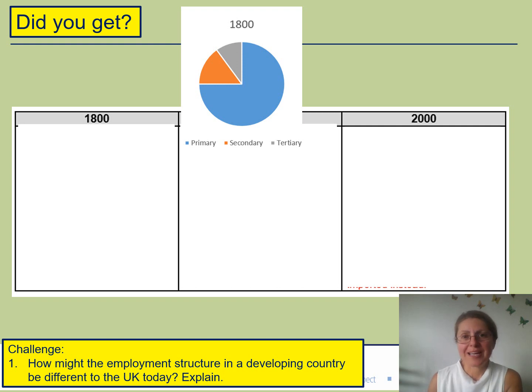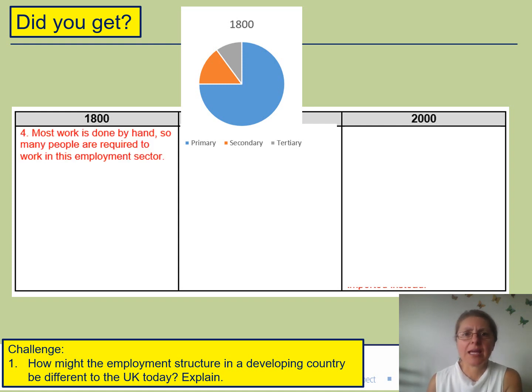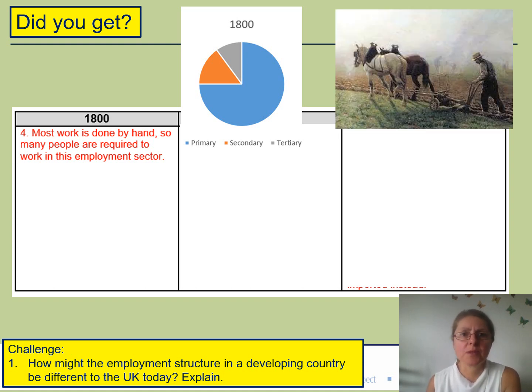So let's mark your work against the correct responses. Let's go through some of these points. So in the year 1800, in the UK, the highest proportion of employment was in the primary industry. And the reason for this was that most of the work was done by hand. We didn't have ploughs, so humans had to plant the crops and collect the crops. It was similar if they worked in coal mines.